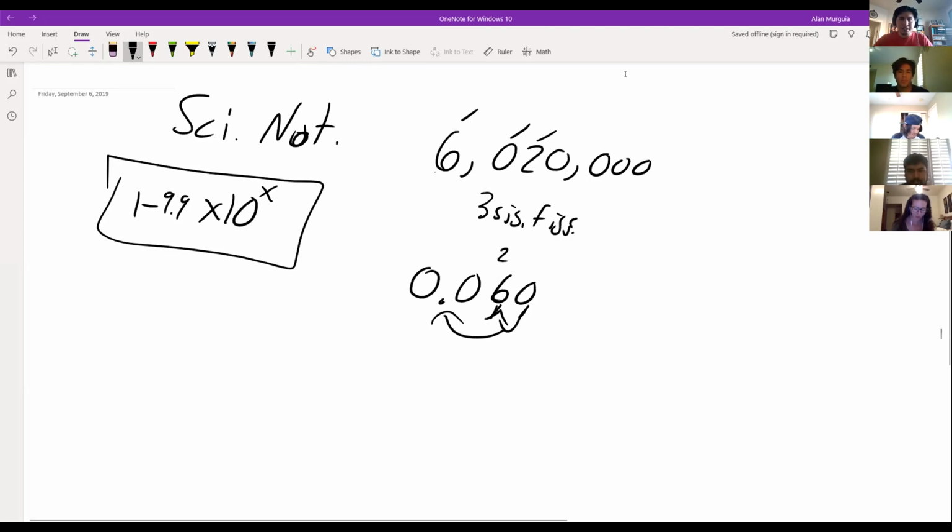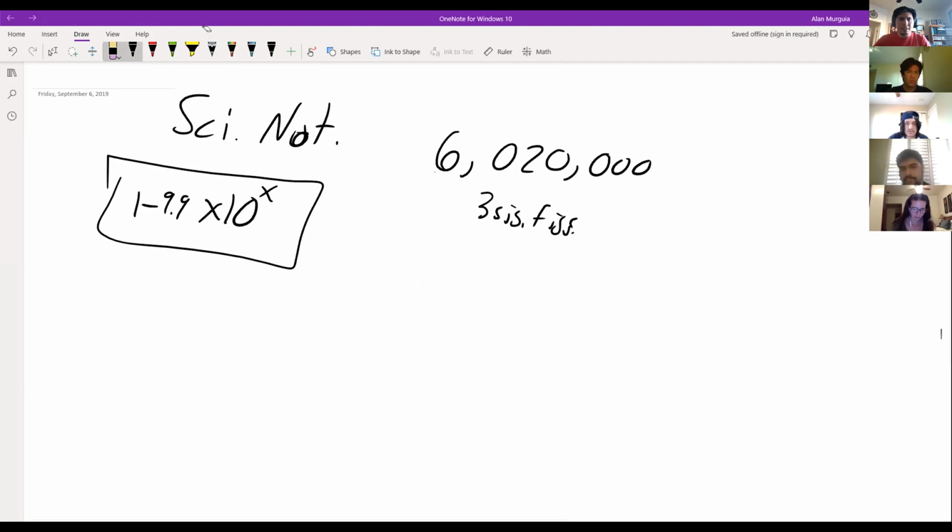Right now, going for scientific notation, remember the format: you have a number between 1 and 9.9 times 10 to the power of x, where x is the number of spaces you move the decimal in order to get a number between 1 and 9.9. Over here, we just finished discussing that this value has 3 sig figs, and since it has 3 sig figs, our scientific notation must have 3 sig figs.